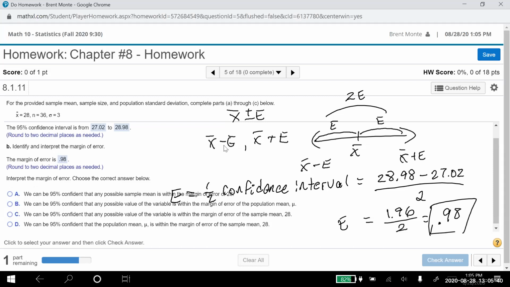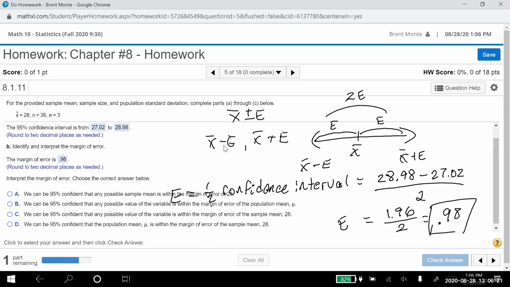We can be 95% confident that any possible sample mean is within the margin of error of 28. Well, remember what we're trying to do is we're trying to find out where the population mean is, not the sample mean, so it's not A. B, we can be 95% confident that any possible value of the variable is within the margin of error. So what they're saying is whatever the data I collected, every data point, is no. Again, we're trying to identify where the population mean is.